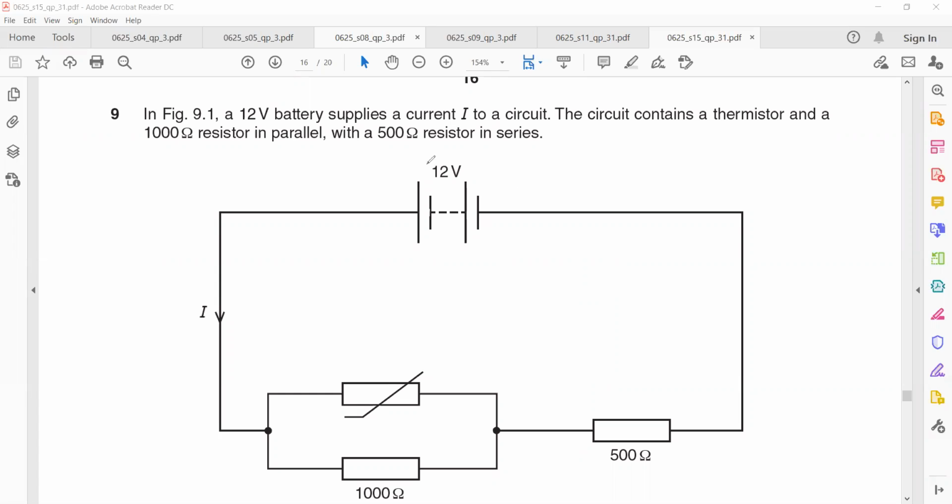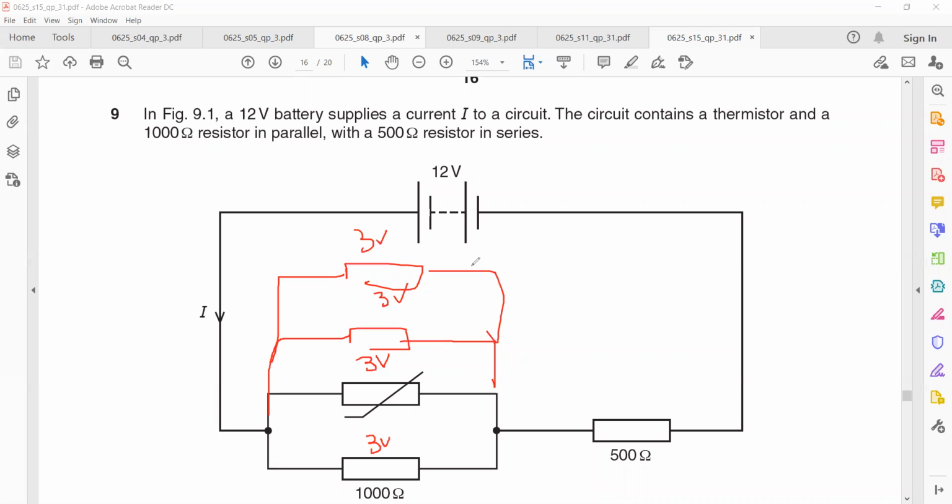So what happened? If this is a 12 volt example, I'm just giving an example. If 3 volts drop here, how much voltage will be there across the 500 ohm? It will be 9. 3 volts drop in both of the resistors, in 2 resistors, because they are all parallel. Even if I have another resistor, that will also have 3.